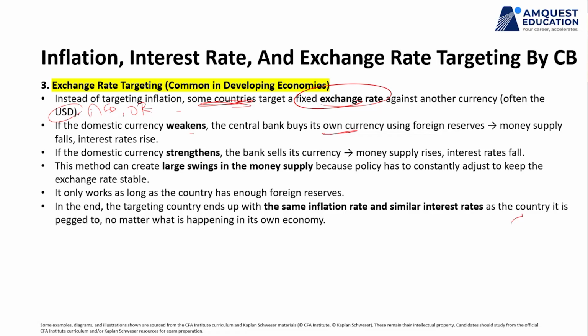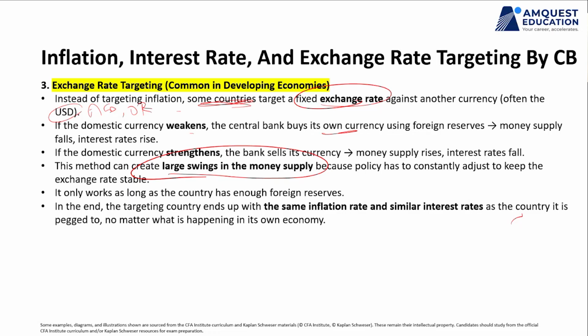Now, if the domestic currency strengthens, if it goes higher, then instead of buying, they'll sell the currency. Right? The more currency they sell, the money supply in the market will rise because there's more money, and automatically the value of the currency will depreciate. So that's coming back to equilibrium. Yep. This method can obviously create large swings in the money supply. So these methods are normally there to react, but they can end up with a big swing.